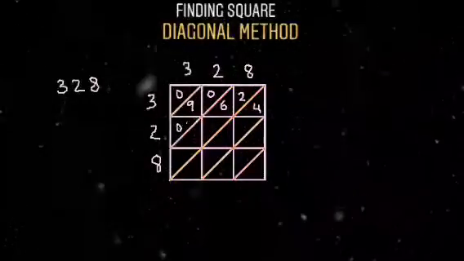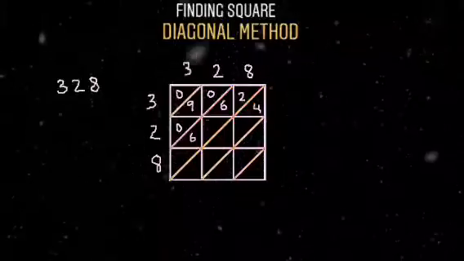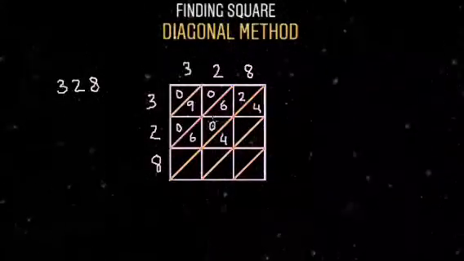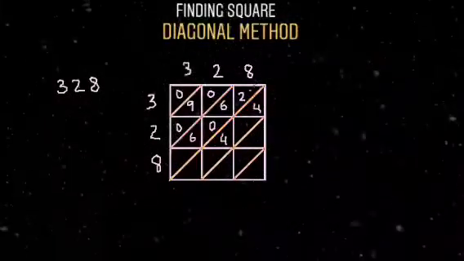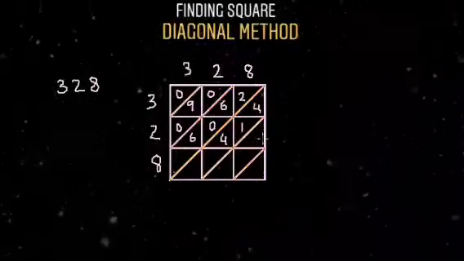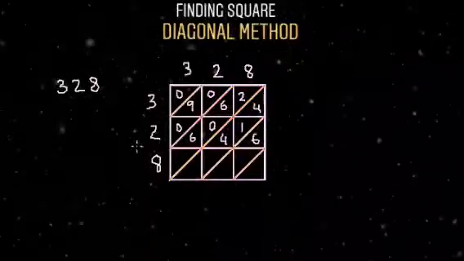Now moving to the second row, we will do the same. 0 6, 2 times 2 is 4, 0 4, unit place below the diagonals and tens place above the diagonal. 2 times 8 is 16, so 16 has 1 at its tens place and 6 at its unit place. So that's why we are writing it like this.